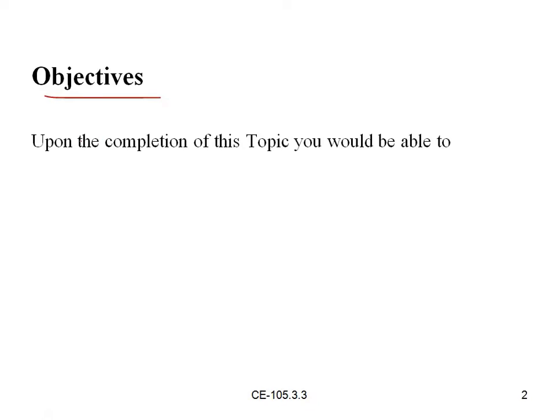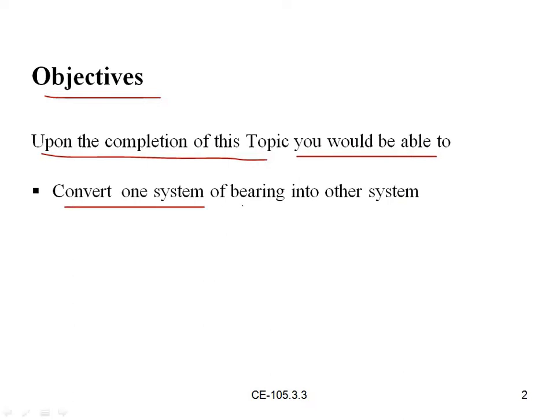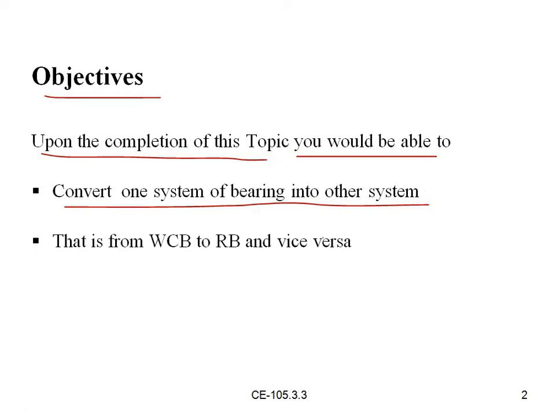Objectives: on completion of this topic, you will be able to convert one system of bearing into another system, that is, whole circle bearing to quadrantal bearing. It is also called reduced bearing, that is, from whole circle bearing to reduced bearing.